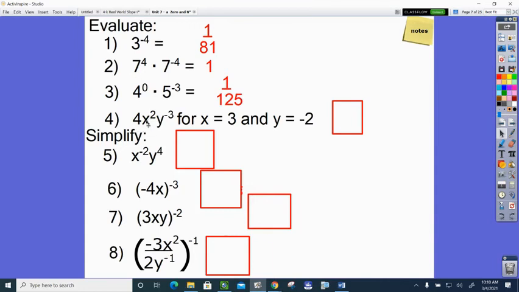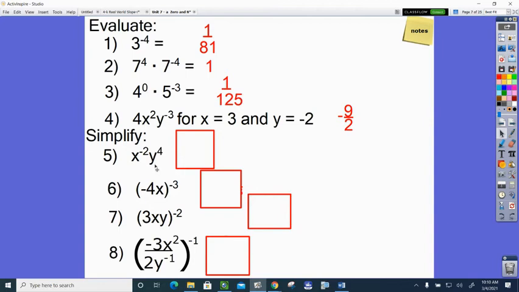The x is going to become a 3. 4 times 3 squared all over negative 2 in parentheses raised to the third. Did you get a negative 9 over 2? You'd have 36 over, and the negative 2 to the third would be a negative 8. You'd have 36 over negative 8. Simplify it, should get negative 9 over 2 by dividing by 4.